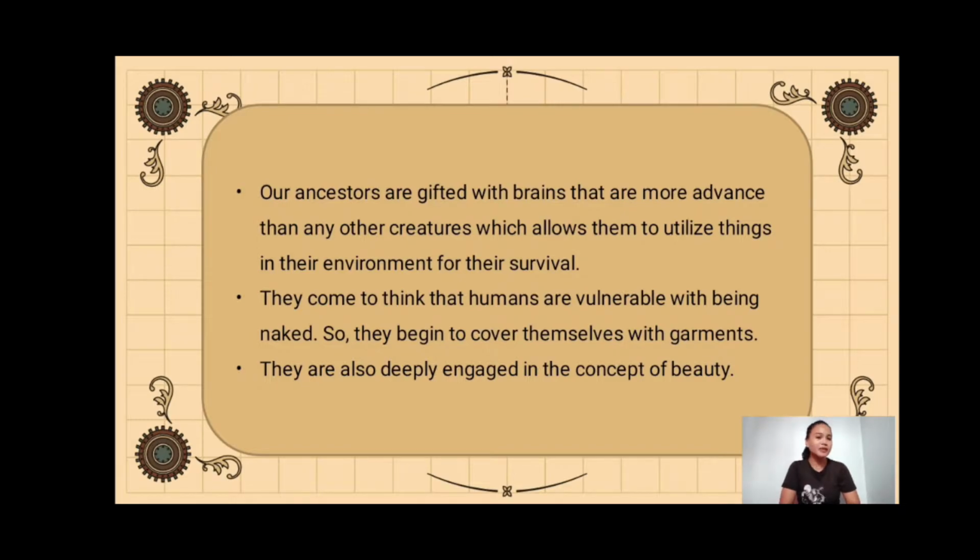Also, our ancestors came to think that humans are vulnerable when naked. So they began to cover themselves with garments. So where do you think our ancestors got clothes? Do you have any idea? Well, to answer that question, simply from the animals that they caught. The animals' fur served as our ancestors' garments in order to keep their bodies warm and protect them from any harm. Also, our ancestors were deeply engaged in the concept of beauty. They liked shiny stones and perfectly shaped bones.